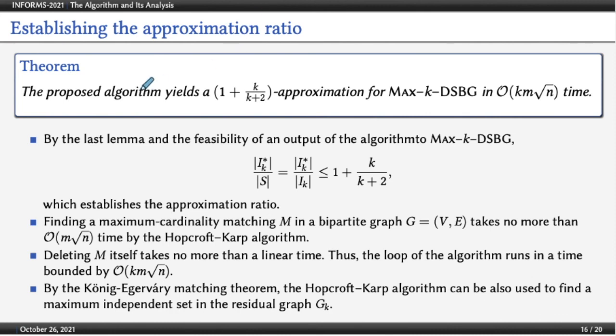Now, this last lemma immediately yields the approximation ratio for our algorithm given by 1 plus k divided by k plus 2. And then the running time of our algorithm is bounded by k m square root of n, because we can find the maximum matching by employing the standard algorithm, which runs in order m square root of n time, and then observe that we can use the Hopcroft-Karp algorithm also to compute the maximum independent set in the residual graph, because we can employ the Koenig-Egervary theorem, and according to this theorem, the cardinality of the maximum matching is equal to the cardinality of the minimum vertex cover. So this establishes our main result.